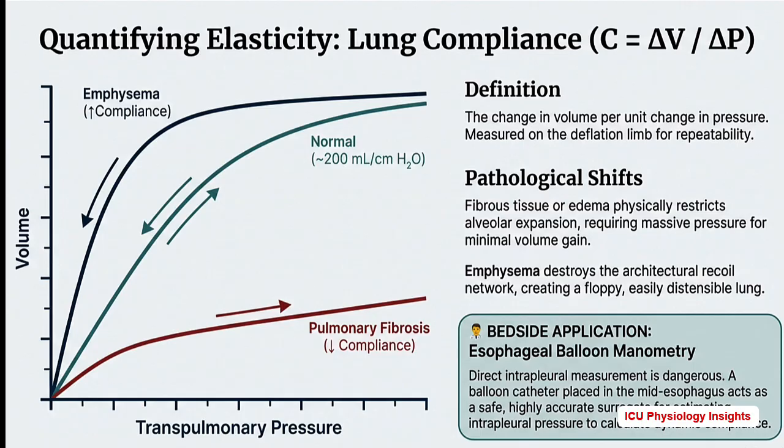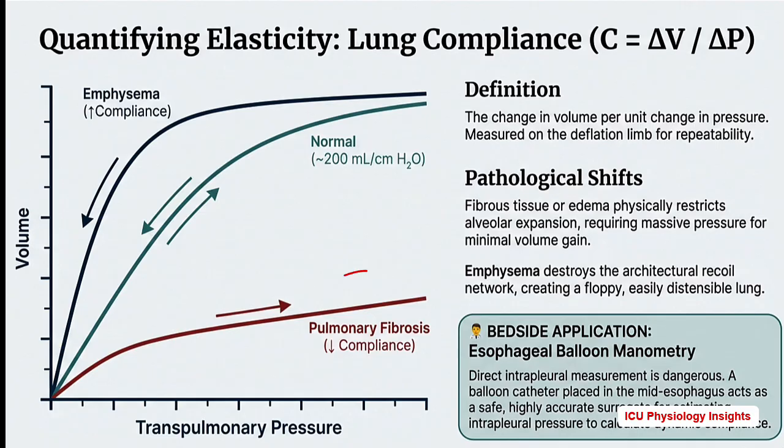So the slope of this PV curve at any point is the lung's compliance, basically its distensibility or stretchiness. A normal value is around 200 milliliters per centimeter of water. What that means is for every 1 centimeter of water of transpulmonary pressure we generate, we should get about 200 mL of volume. This value is an absolutely critical parameter in mechanical ventilation, and it gets pathologically altered in very predictable ways by disease.